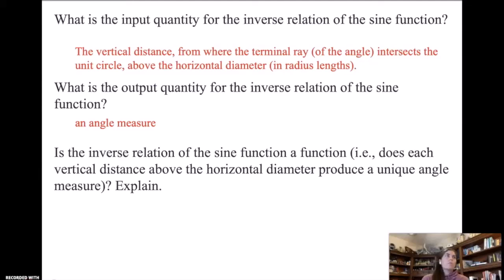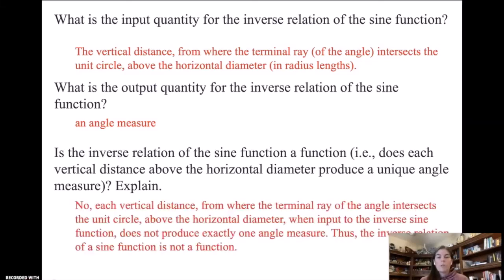If we think about that, that inverse is actually not going to be a function, because if I'm thinking about my circle, I have a vertical distance over here and a vertical distance over here that are the exact same, but they have two different angle measures, right? So for that one input, just going around my circle once, we have two outputs, let alone if we go around and around and around. So no, the inverse is not a function.